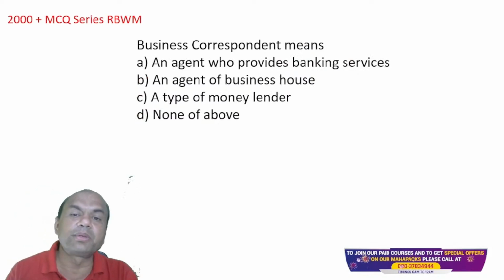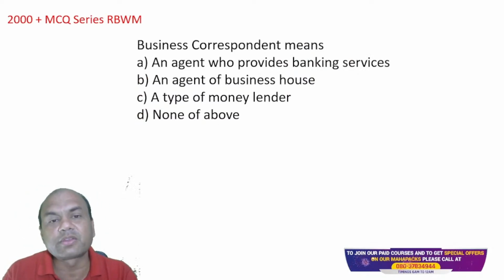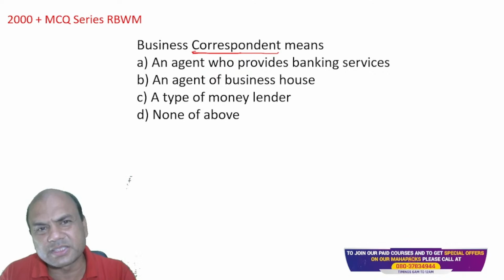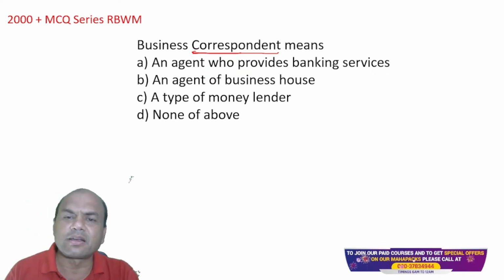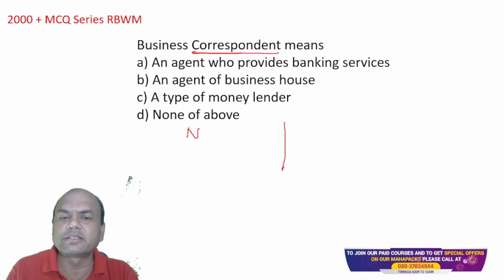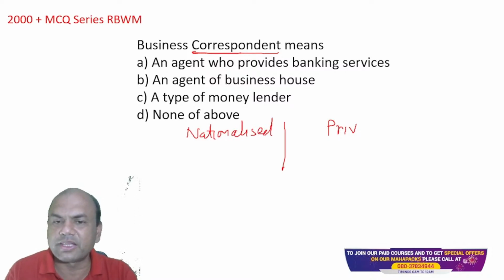Business correspondent, that's why I said difficult level questions are coming up. What is a business correspondent? You all have BCs now in your banks. Here, nationalized banks, I'll just write N over here, and second is private banks, P. N and P don't signify anything, so let me write it: nationalized and second is private.